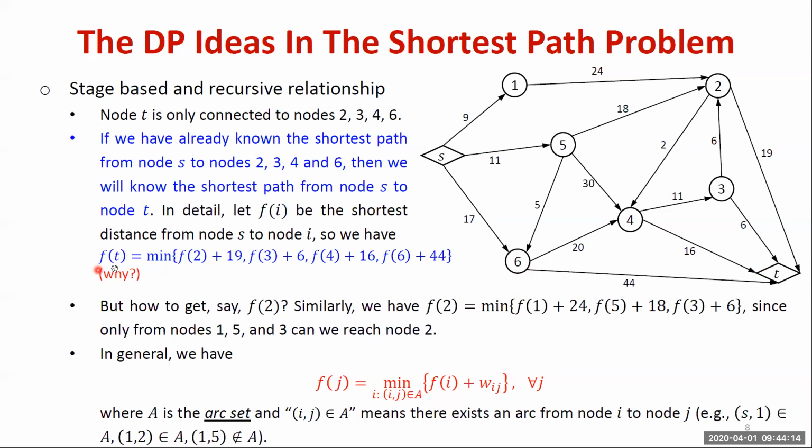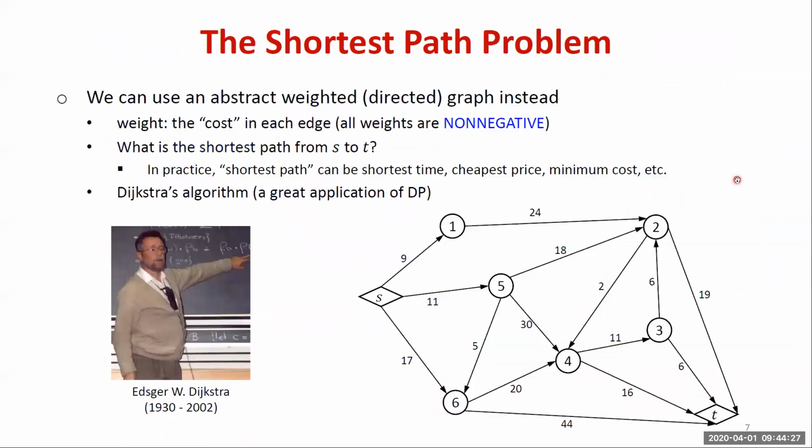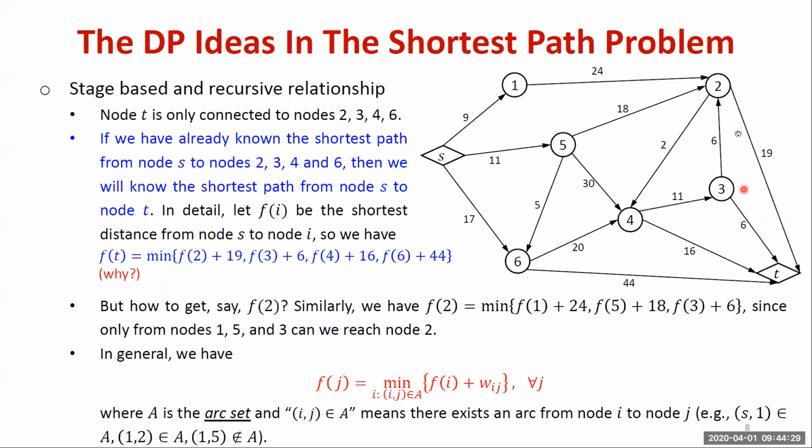Similarly, I'm going to use this formula. Remember, this formula is very similar to the earlier formula. The difference is that there it's deterministic, because the distance is fixed to be 1. However, here it is not. For example, from 2 to T the distance is 19, 3 to T is 6, 4 to T is 16, 6 to T is 44. So what you need to do is to get a minimum.